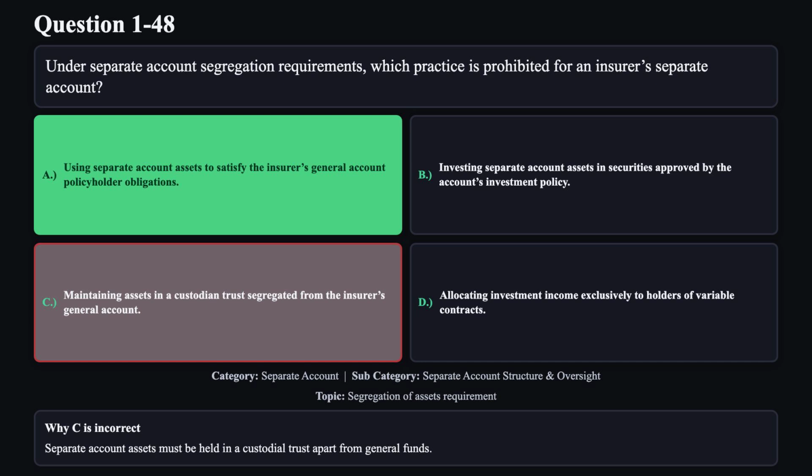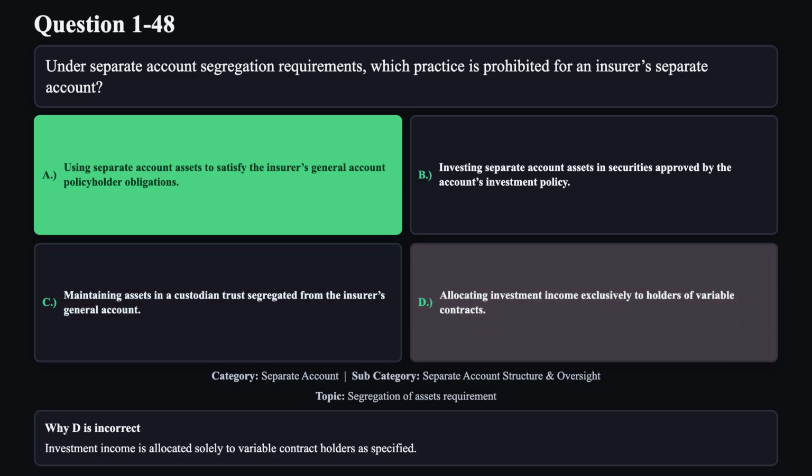Reason C is not correct. Separate account assets must be held in a custodial trust apart from general funds. Reason D is not correct. Investment income is allocated solely to variable contract holders as specified.